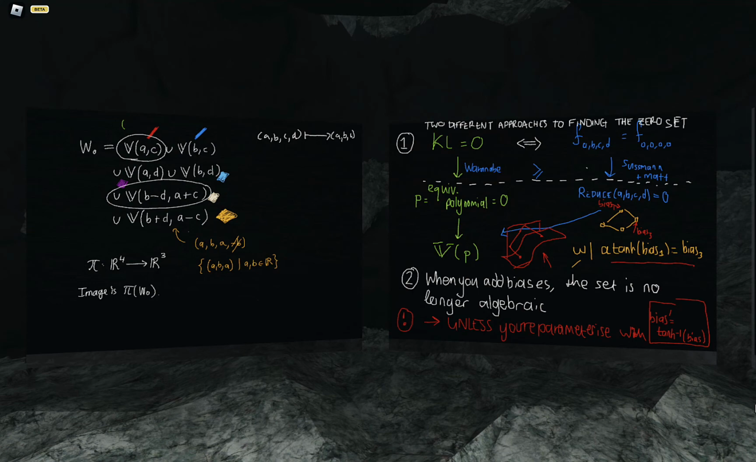Yeah, I have a question. I think I missed the last line on this board, where you re-parametrize with bias prime equals tanh inverse of the bias. Can you repeat that argument again?